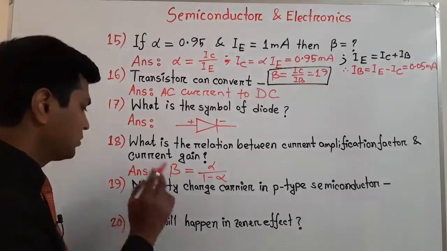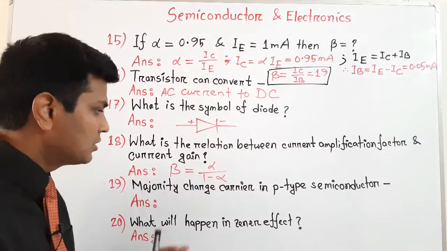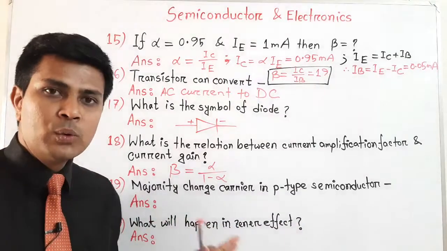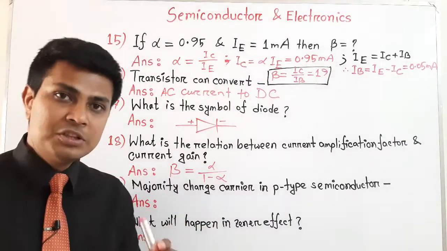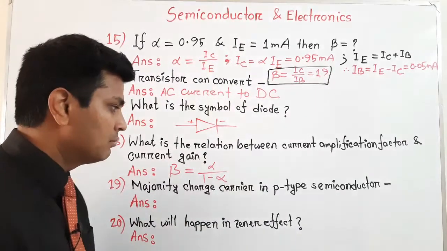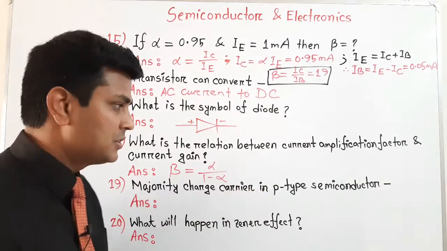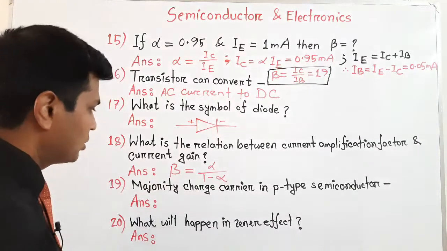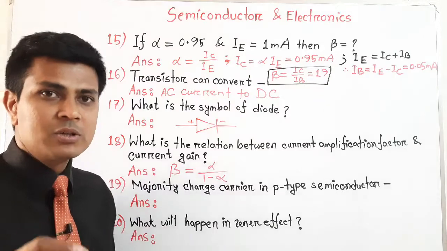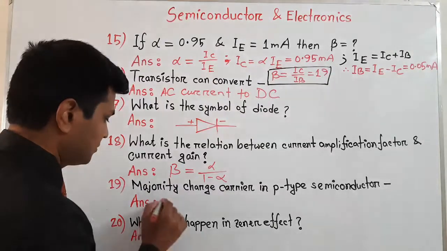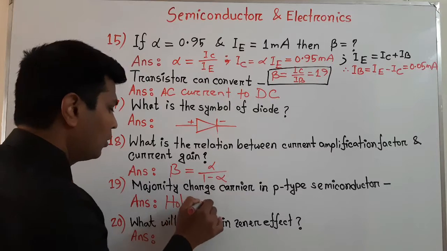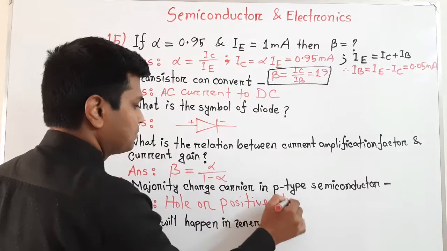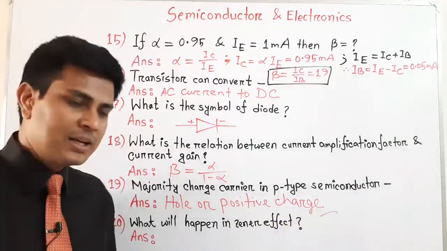Now question number 19. The question is, what is the majority charge carrier in a p-type semiconductor? You know, when we dope a trivalent element, that means aluminum, in a p-type semiconductor, its conductivity will increase. That is why we can say the majority charge carrier of a p-type semiconductor is the hole, or positive charge. A hole is considered as a positive charge. Now let's see the final question.